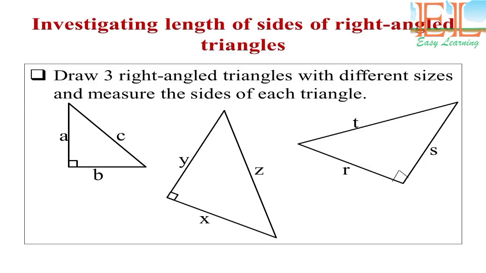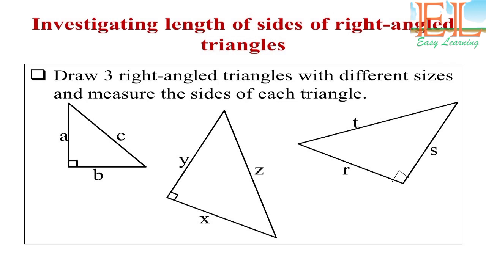We are investigating lengths of sides of right angle triangles. Now draw 3 right angle triangles with different sizes and measure the size of each triangle. We can see the drawing over there, and we can see this on the geoboard as well. Here I've shown 2 on the geoboard, and then you have to measure each of them, and then we can see how it will be.